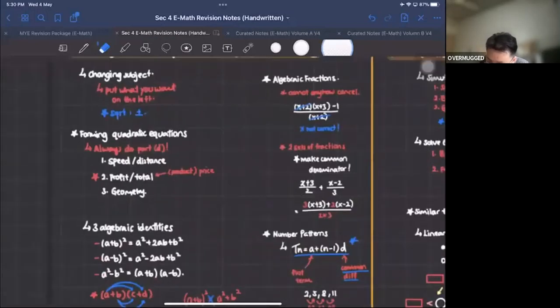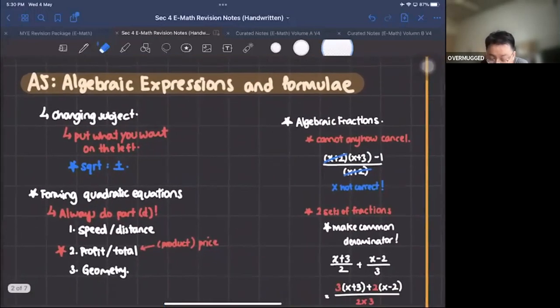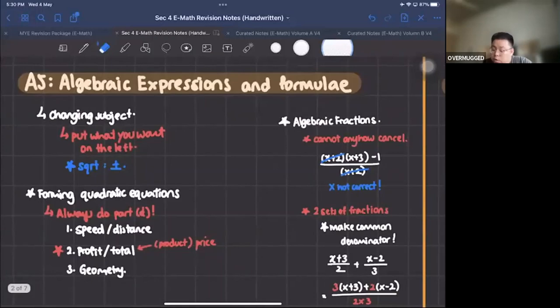Okay, let's go. So algebraic expressions and formulae. I have 45 minutes to finish another few more chapters. So algebra. Now, why is algebra important and why many students cannot do it is because you never practice enough, guaranteed. So algebra has a few concepts. First one, changing the subject of an equation.